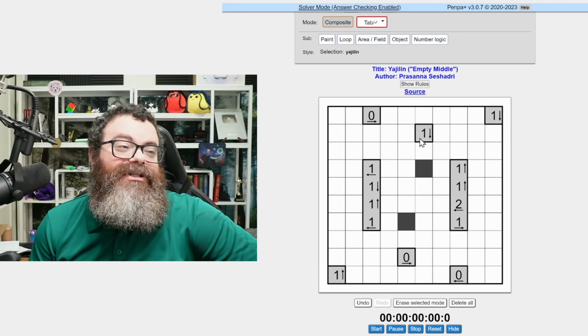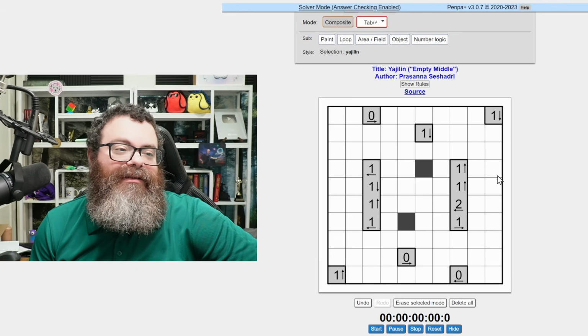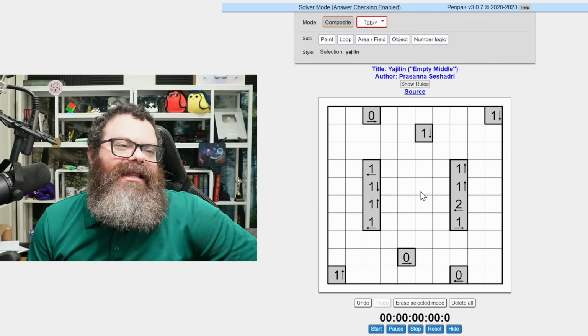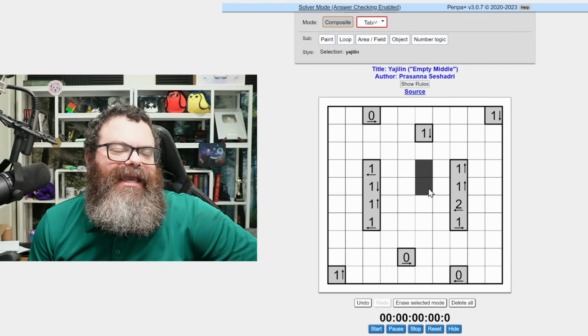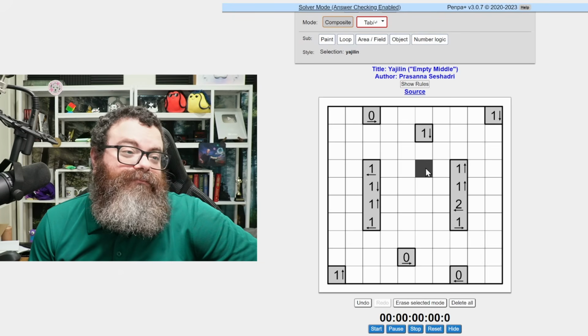So if these were the only two shaded cells, every single other white cell here would be on the loop and every non-white cell would be not on the loop. Now, shaded cells can never be next to each other. They can't share an edge, so we can't do this. We could do this diagonally, but we can't do this.